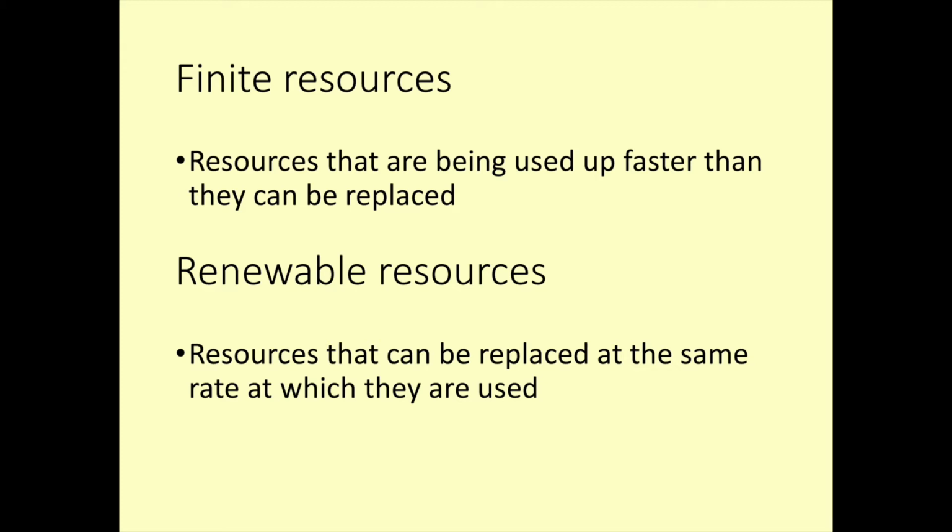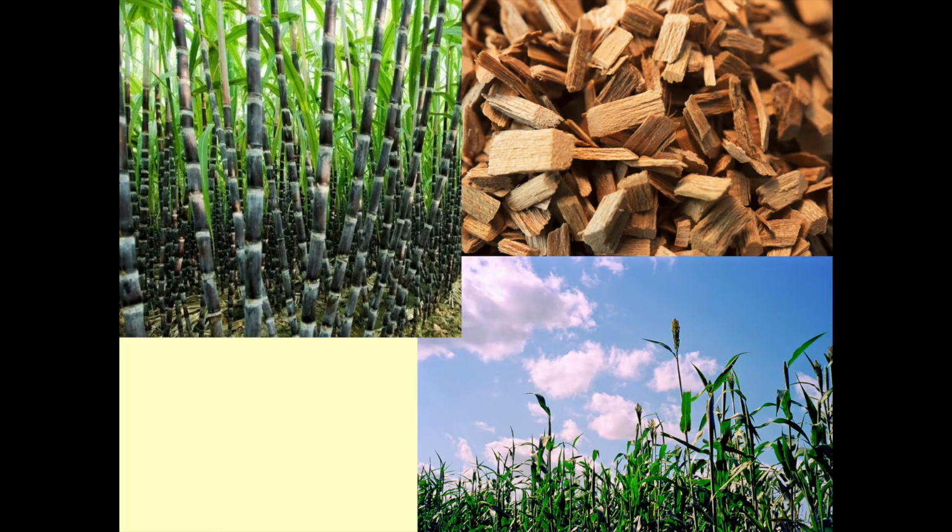Renewable resources are resources which can be replaced at the same rate at which we are using them. Here's an example of 3 renewable resources. So we've got some bamboo in the top left, we've got some wood in the top right, and then we've got some crops, which is for our food. And so all of these, we're able to replace them at the rate that we are using them currently.